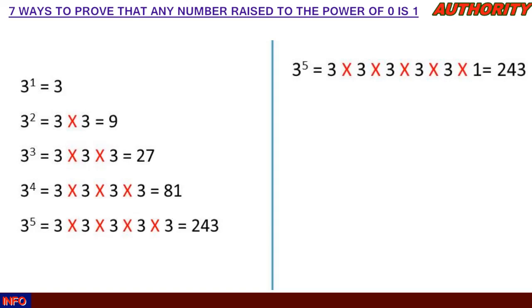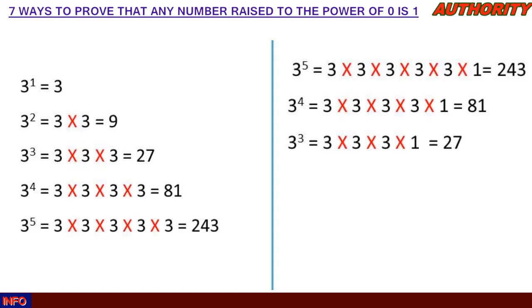Yes. And then here we have 3 raised to power 4. That means we are going to remove one 3. Is that true? So when you cancel out or remove one 3, that means you're going to have 3 times 3 times 3 times 3 times 1, which is equal to 81. Now 3 raised to power 3. You remove one 3 again. We have 3 times 3 times 3 times 1. So we have 27. Reduce the exponents. That means we're going to have 3 raised to power 2, right?